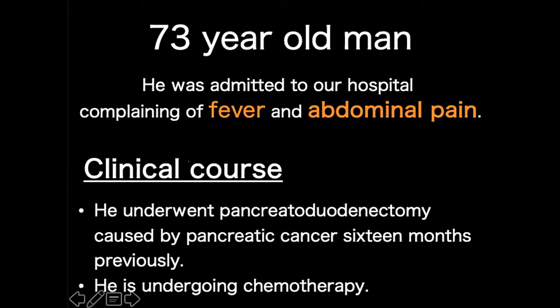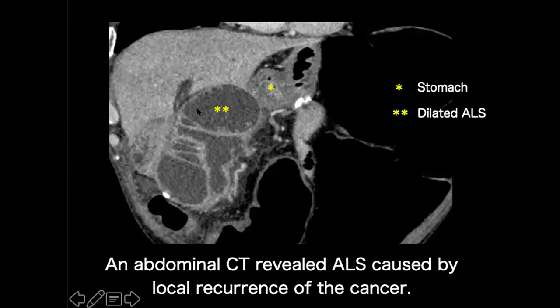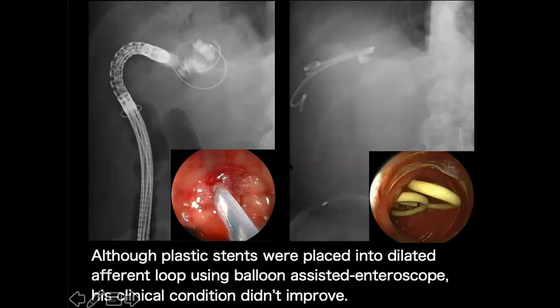A 73-year-old man who had undergone pancreaticoduodenectomy for pancreatic cancer was receiving chemotherapy as post-operative adjuvant therapy. He was admitted to our hospital complaining of fever and abdominal pain. CT showed dilation of the afferent limb caused by local recurrence of the cancer. A plastic stent was placed into the dilated afferent limb using a balloon-assisted enteroscope, but his clinical condition did not improve. We attempted EUS-GE.